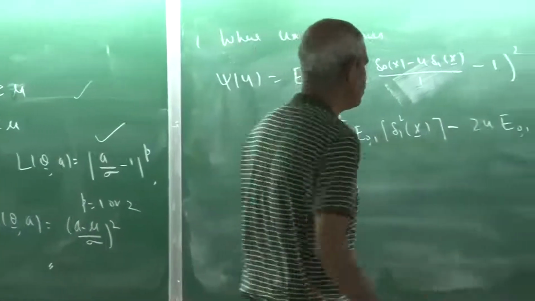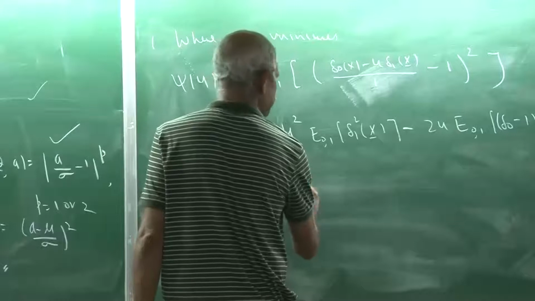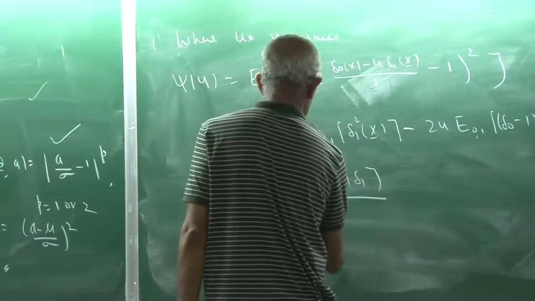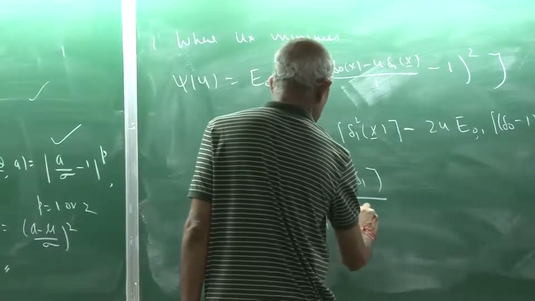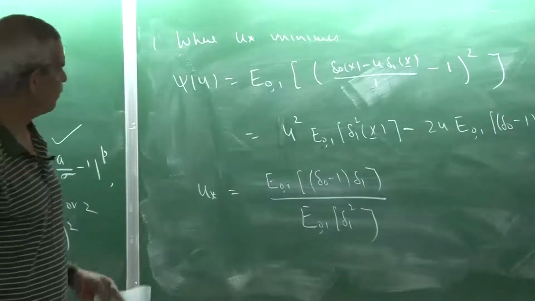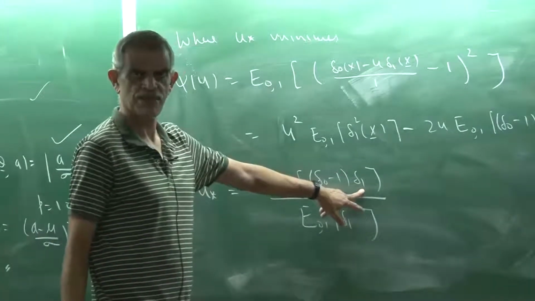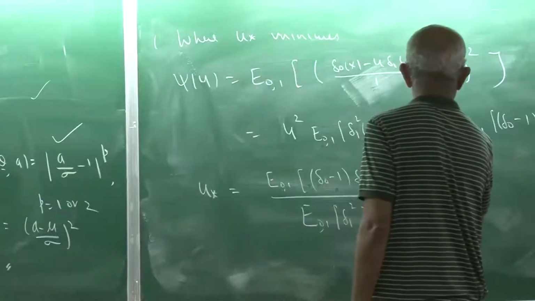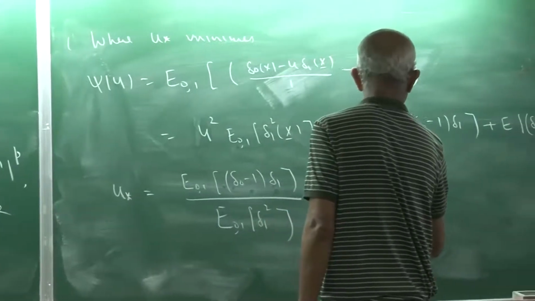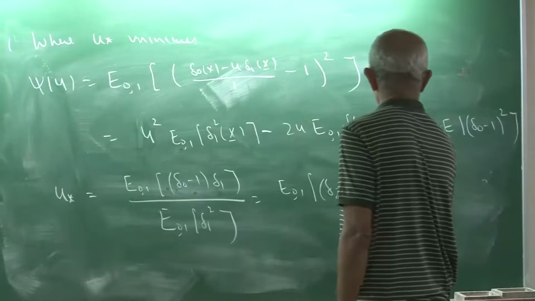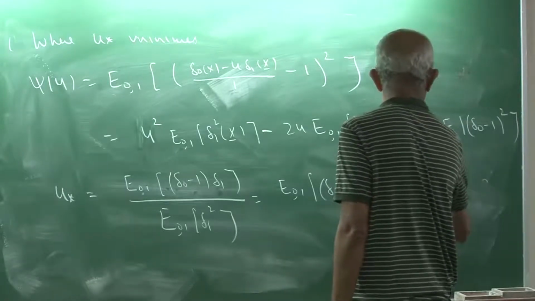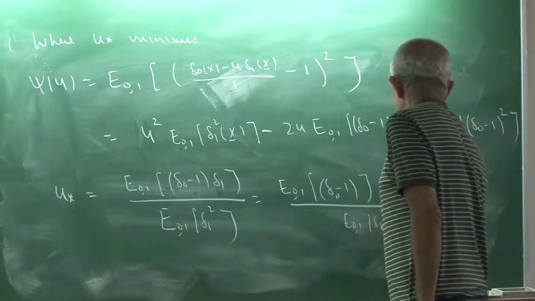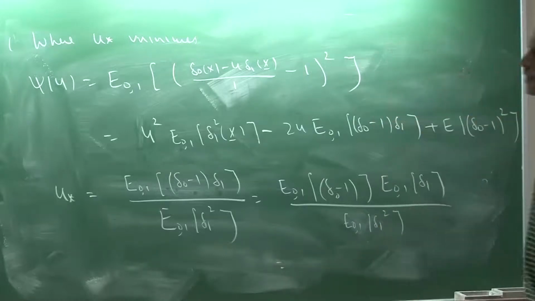So u star turns out to be where the derivative is 0. So 2u minus this is equal to 0. That means u star equals E_{0,1} of (delta naught minus 1) delta 1 by E_{0,1} of delta 1 square. But delta naught is x1, and delta 1 is the summation of xi minus x1, and they are independent. So delta naught minus 1 and delta 1 are independent. So this becomes E_{0,1} of (delta naught minus 1) into E_{0,1} of delta 1, divided by E_{0,1} of delta 1 square.